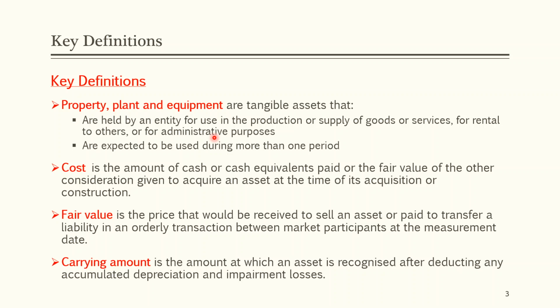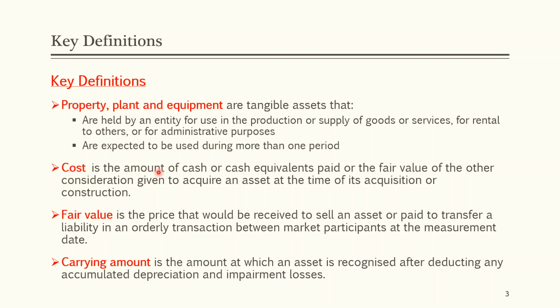So it is very important to understand the definition. In determining whether a particular asset should be identified under PPE or not, that should be determined based on this definition. Three things: it should be tangible, it should be expected to be used for more than 1 year, and we should use it either for production or supply, or for rental, or for administrative purposes.